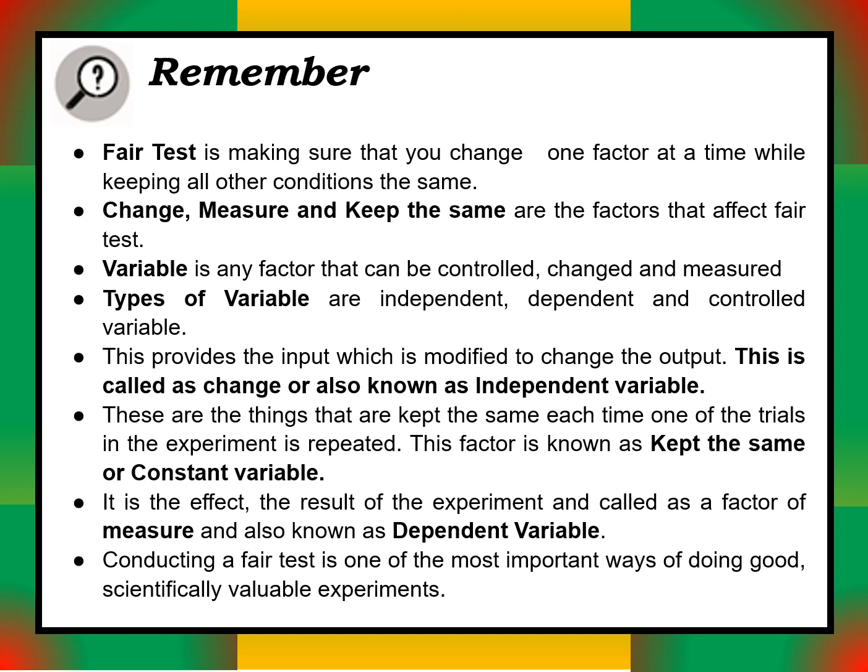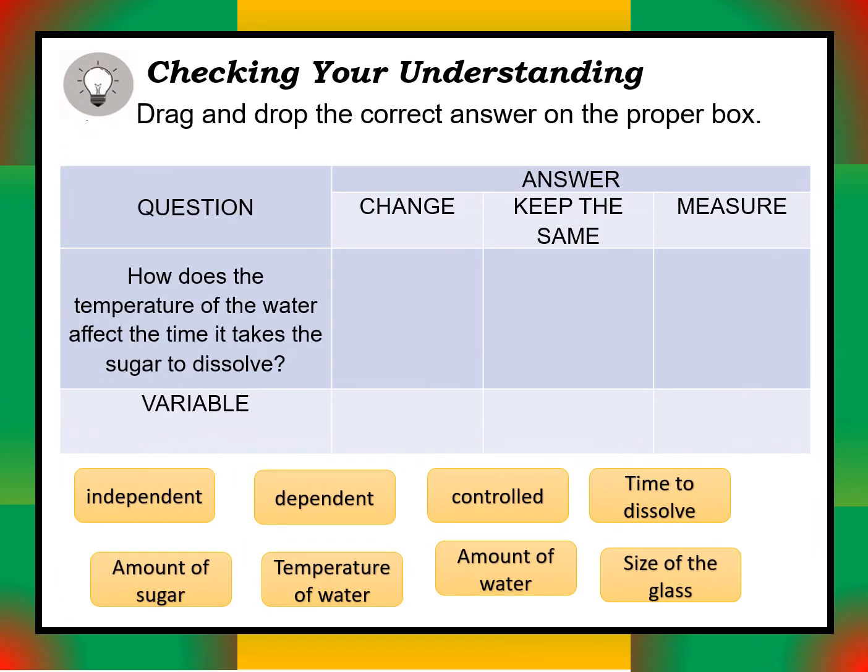Conducting a fair test is one of the most important ways of doing a scientifically valuable experiment. So let's check your understanding. Drag and drop the correct answer on the proper box, but you cannot drag and drop it. All you have to do is just answer. All right? What are the things that are kept the same? What are the things that change? What are the things that are measured?